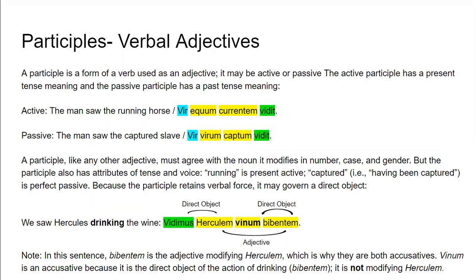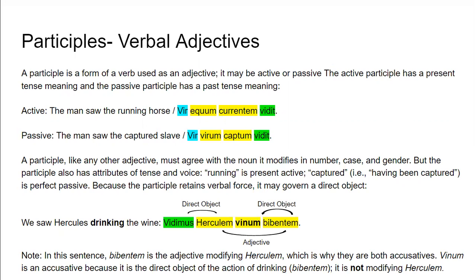But because it's a verb, it will also have tense, and it'll be active or passive. So it'll express whether something is happening now, or whether it happens in the future, or whether it happened in the past. Now we're only going to learn two types of participles. Even though there's 6 verbal tenses, there's only 4 participles. So it makes it fairly simple, right? The 4 participles are the present active participle, the future active participle, the perfect passive participle, and the future passive participle. Now, we're not going to learn the 2 future participles yet.